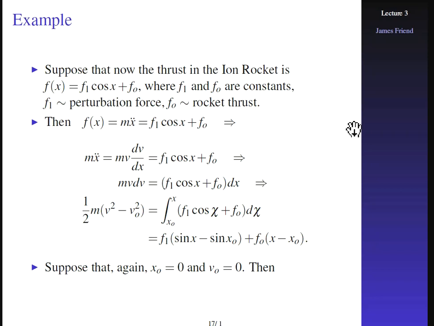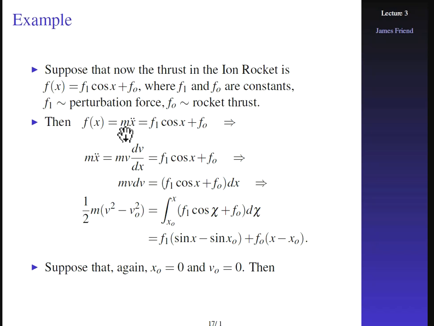When you're talking about launching a chemical rocket into low Earth orbit, it is a function of the distance from the surface of the Earth because of the effects of air pressure on, say, a rocket, notwithstanding the fact that you also have drag to worry about. But a chemical rocket problem is a lot more difficult to solve, and so we're going to ignore the fact that the mass might be changing. That's why we're talking about ion rockets.